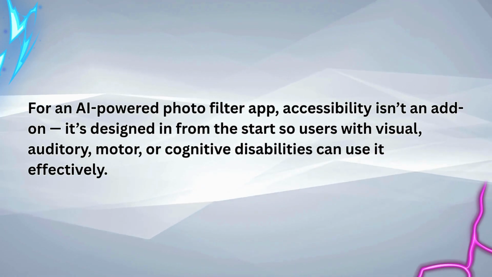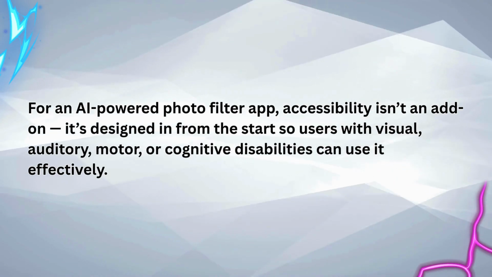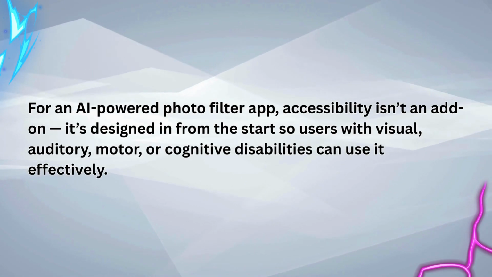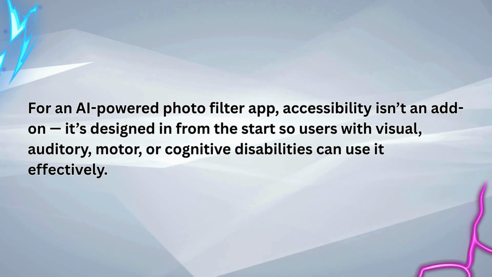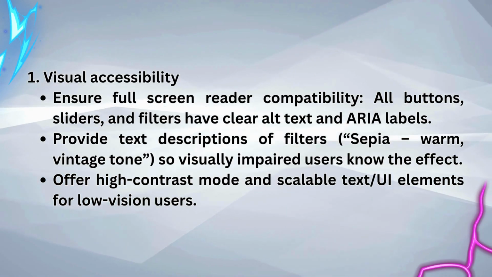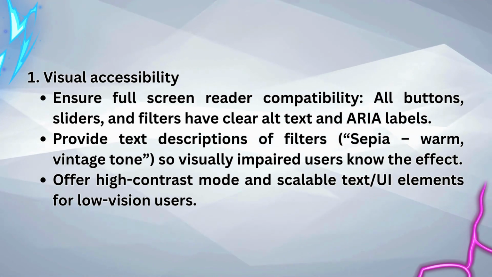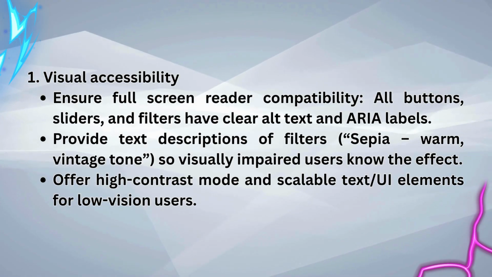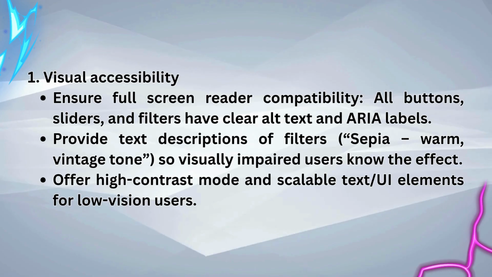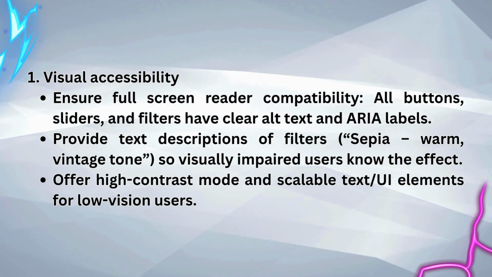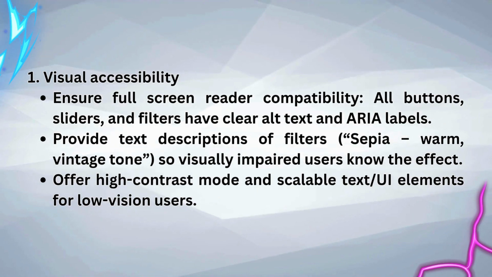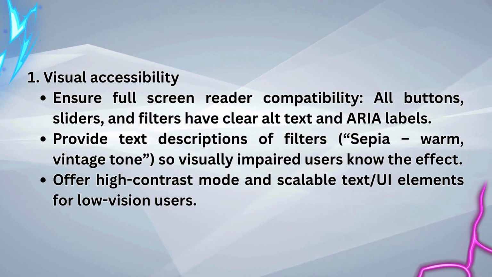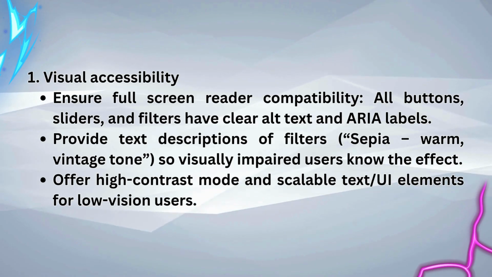How would you ensure that an AI-powered photo filter app is accessible to users with disabilities? For an AI-powered photo filter app, accessibility isn't an add-on. It's designed in from the start, so users with visual, auditory, motor, or cognitive disabilities can use it effectively. 1. Visual accessibility. Ensure full screen reader compatibility. All buttons, sliders, and filters have clear alt text and ARIA labels. Provide text descriptions of filters, such as sepia, warm, vintage tone, so visually impaired users know the effect. Offer high contrast mode and scalable text UI elements for low vision users.